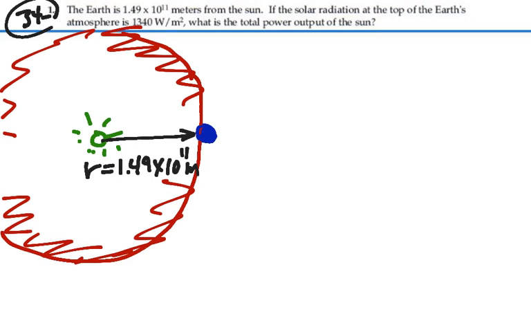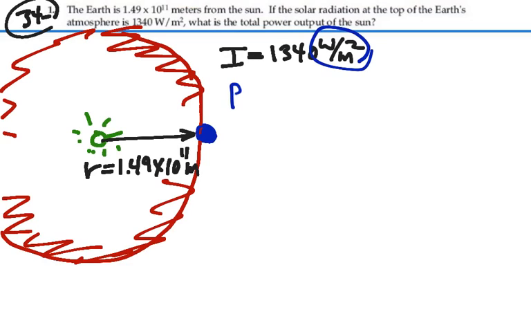And we recognize that here on Earth we are receiving an intensity of 1340 watts per meter squared. We know this is an intensity because of the units. Units are given as watts per meter squared. It's got to be power per area, or intensity. Now we know that power should be equal to the intensity times the area. And if we're receiving this kind of intensity at the radius away from the Sun where the Earth is, that is the intensity that should be at that radius in all directions from the Sun.